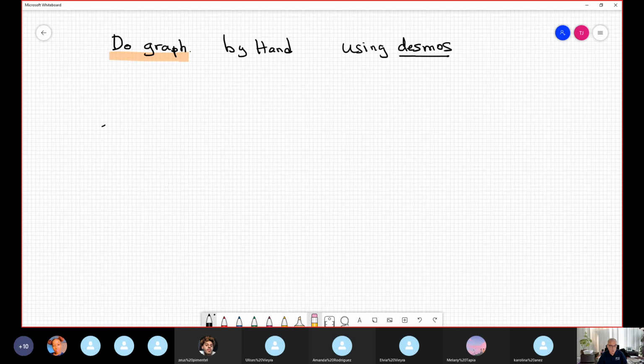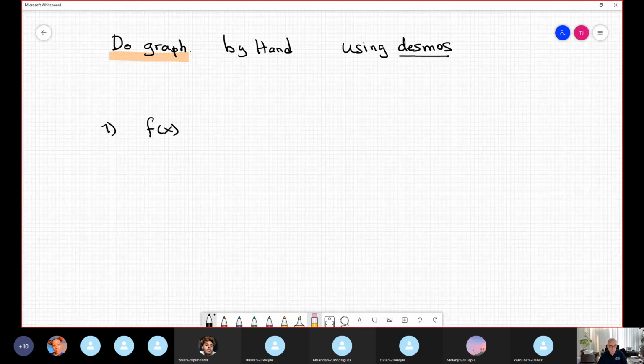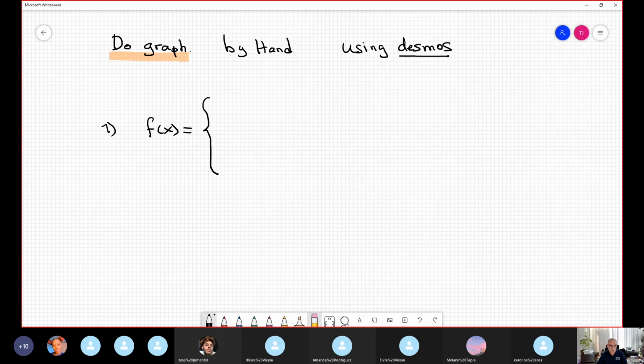Do the graph. Number 1. The function is called f of x. The function is defined with only 2 pieces. It's -3 plus x if x is less than 1. This is a linear function. The second piece, 4, is a constant function, if x is greater than or equal to 1.